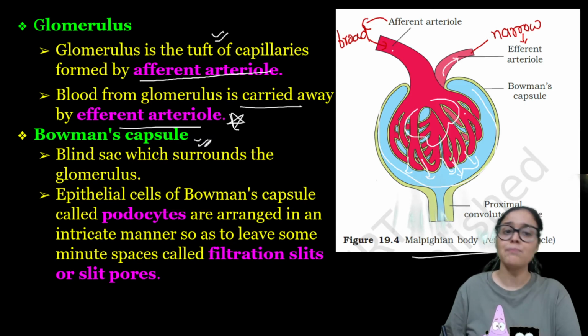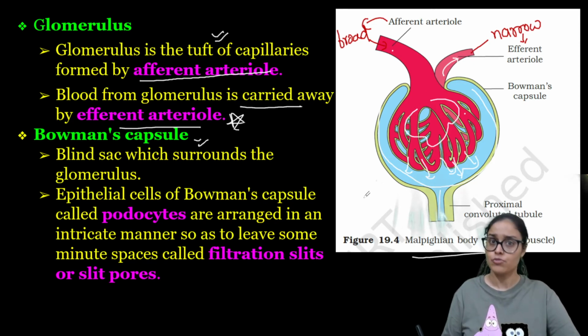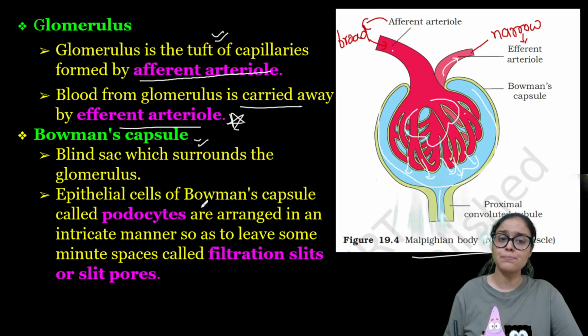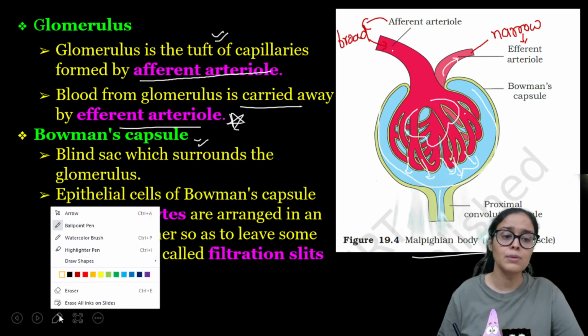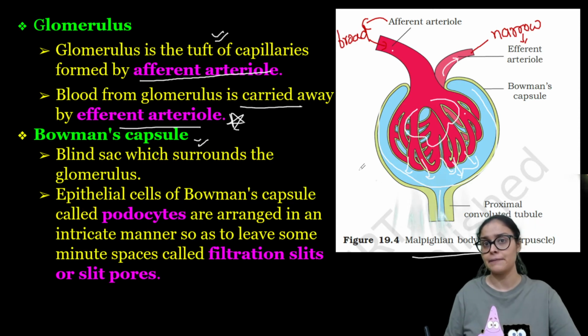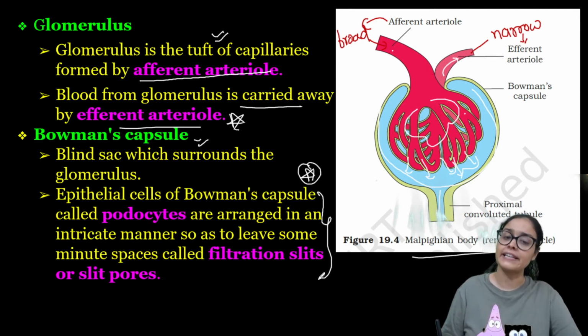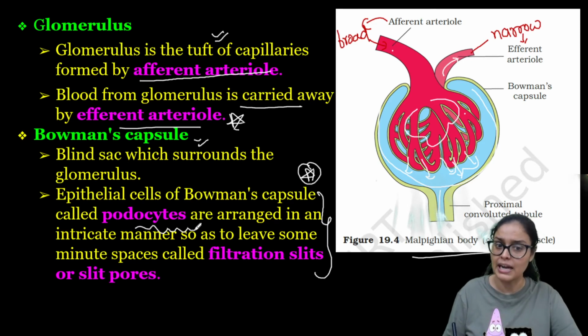Now we have the Bowman's capsule, and we know the Bowman's capsule is a blind sac. A blind sac-like structure means closed at one end, open at the other end. If we see the structure of the Bowman's capsule, it is made up of squamous epithelium, and it helps in the filtration. How? I will be telling you. So just hold on for some time.